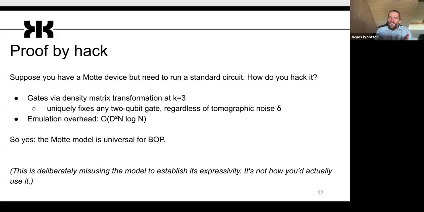And this is important. It's important to note that this is regardless of tomographic noise. So even if your expectation values aren't perfect, it doesn't matter because the interface is just comparing the initial and the final and figuring out how to transform one to the other. So yes, this model is universal for BQP, although it is important to note this is not how we intend people to use it. It's just showing that it is fully featured.